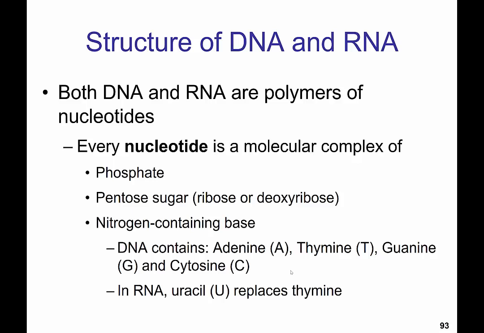Both DNA and RNA are polymers of nucleotides. So the nucleotide is the monomer. DNA or RNA nucleic acids are the polymers. Every nucleotide is a molecular complex of a phosphate, a pentose sugar, and a nitrogen-containing base. The pentose sugar is going to be ribose or deoxyribose, so DNA or RNA. The nitrogen-containing base, if it's DNA, can be adenine, thymine, guanine, or cytosine. In RNA, you have uracil instead of thymine.